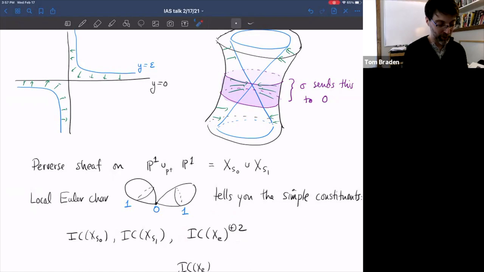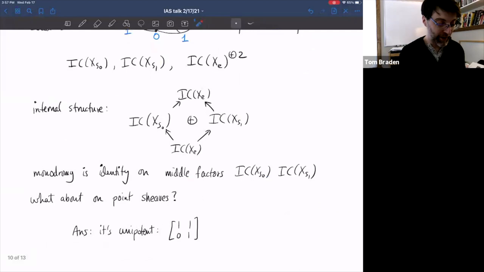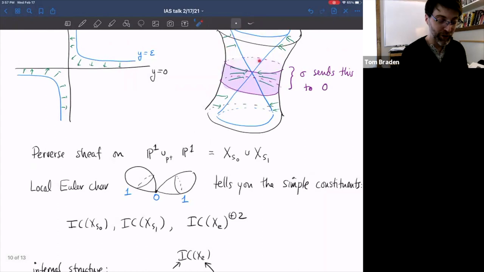So in general, if you know the Euler characteristics of the IC sheaves, and these are smooth, so they're easy, you can quickly write down what at least the simple constituents are. Okay. So the internal structure turns out to look like this, where one of these point sheaves is a sub, one is a quotient, and the two P1 sheaves lie in the middle. And the monodromy is going to act as the identity on the middle factor, because on the open part the monodromy can't do anything at all.